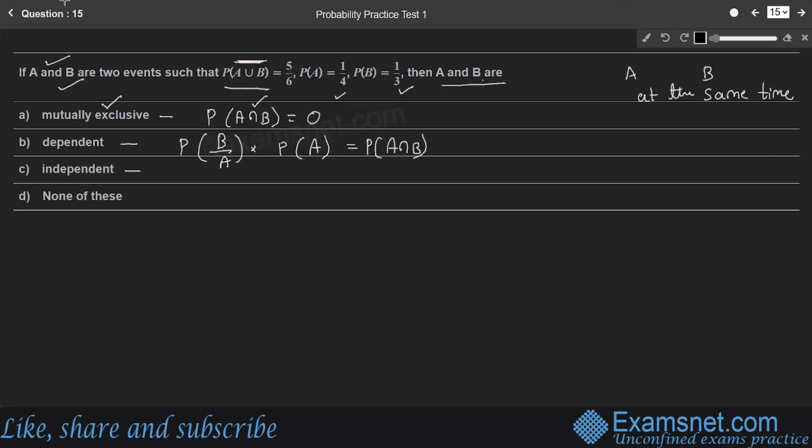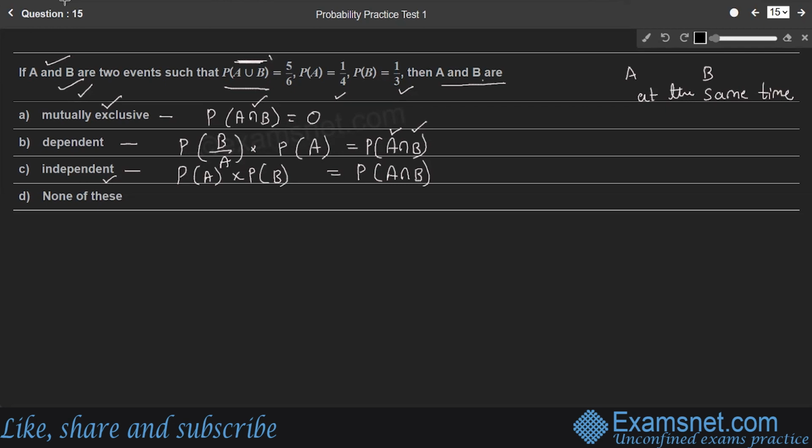Right? So whether the events A and B are dependent, mutually exclusive, or independent, these situations depend on probability of A intersection B. Right? So when two events are independent, then probability of A into probability of B is equal to probability of A intersection B. Right? So all of these depend on the value of probability of A intersection B, right? So we'll find A intersection B first, right?